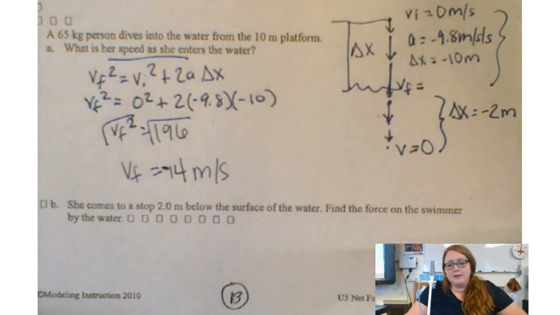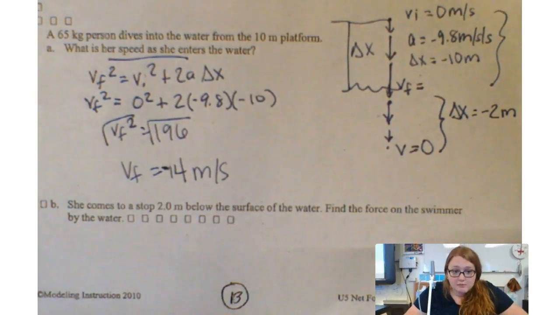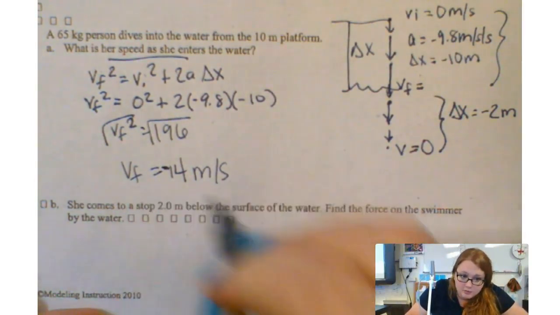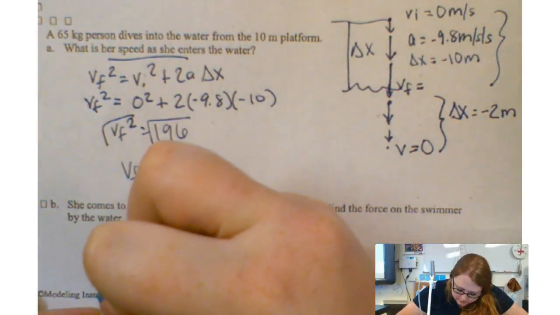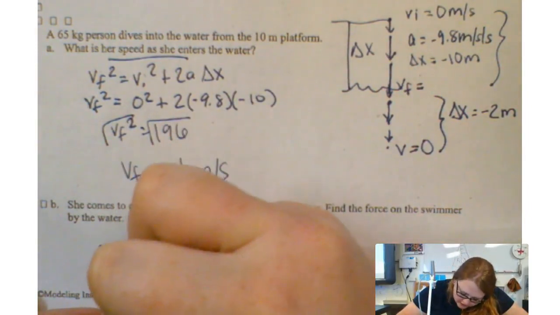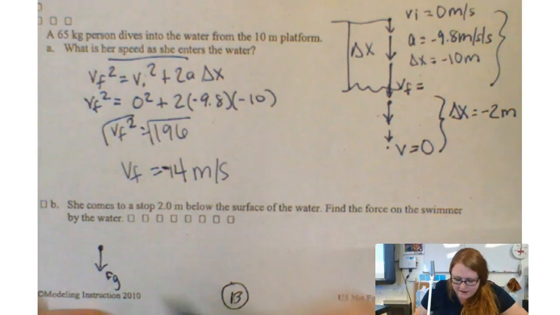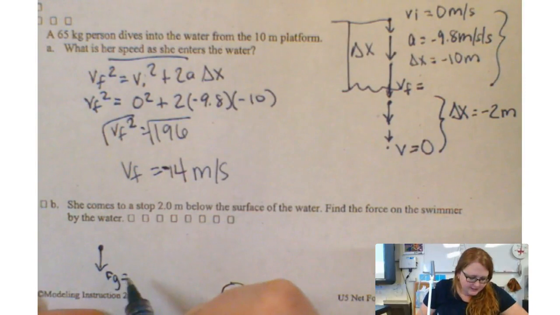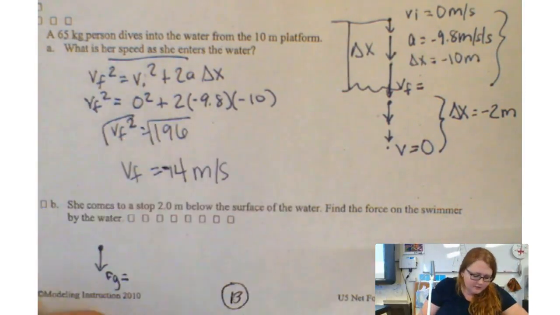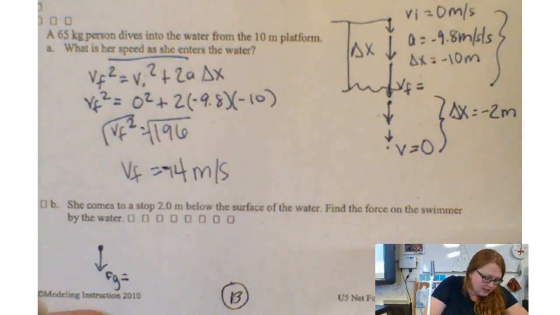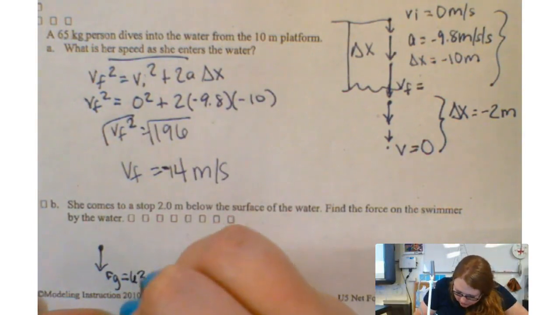You might just want to find the net force, but that's not what we're looking for. If we think of the forces on this person while she's in the water, we're going to have the force of gravity. The force of gravity can be found by doing mass times 9.8. So that's going to be 65 because her mass was 65 kilograms. So 65 times 9.8 gives us 637 newtons.